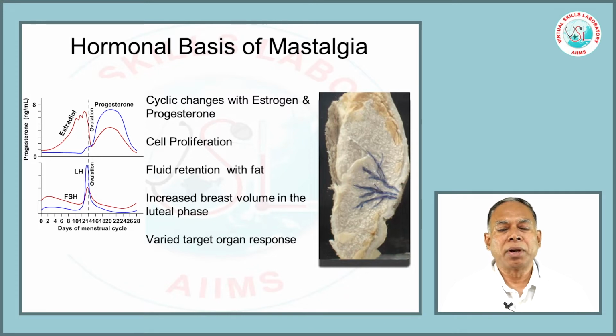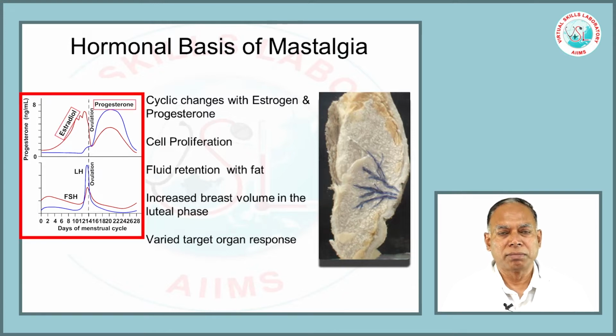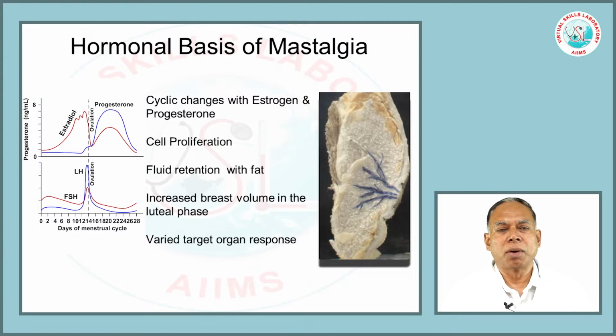Throughout the reproductive years of a lady, right from menarche to menopause, the mammary gland tissue is undergoing cyclical changes under the influence of estrogen and progesterone. Both these hormones act as growth factors for the breast ductolobular epithelial tissue. That is to say, they cause cellular proliferation of the epithelium of the mammary ducts as well as the lobules.